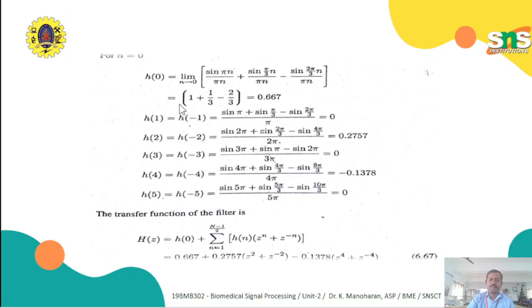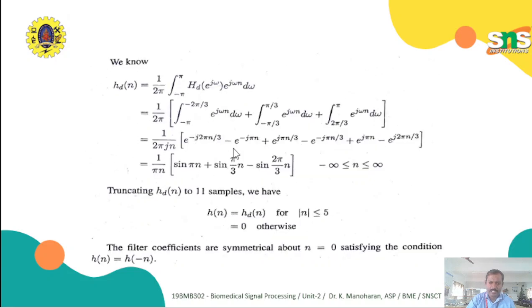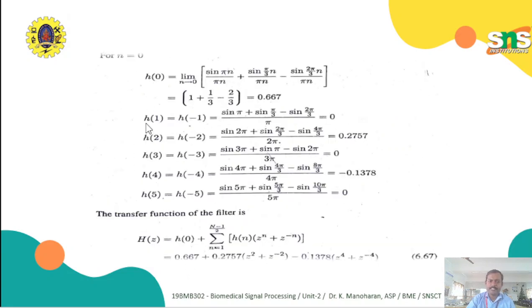Now we need to find h of 1, 2, 3, 4, 5. So we know the symmetry property, as we discussed previously, I show you it again. The filter coefficients are symmetric about n equal to 0, satisfying the condition h of n equals h of minus n. So by using this, I can write h of 1 equals h of minus 1, h of 2 equals h of minus 2, h of 3 equals h of minus 3, h of 4 equals h of minus 4, h of 5 equals h of minus 5. So by using this symmetry property, instead of finding 2 times, I can find only 1 time. Once I find h of 1, that is equal to h of minus 1 also.